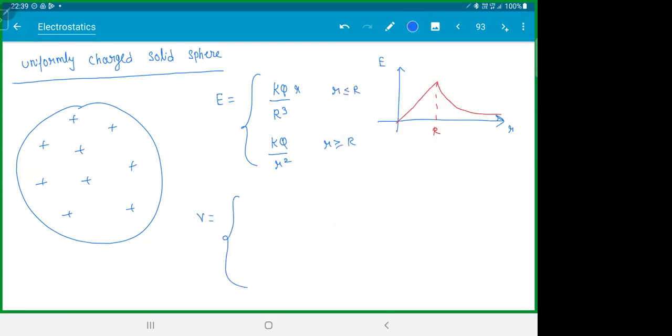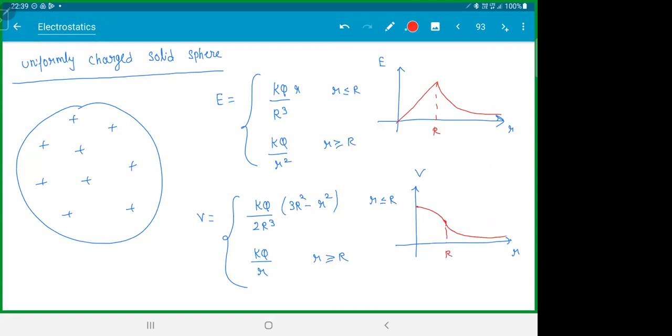Out of all the formulas, this potential formula is the most important one because it's pretty weird. KQ by 2R cube into 3R square minus small r square. Questions have come directly on this formula. And simple reason, most people can't remember this. So make sure to mug up this properly. KQ by r for r greater than or equal to R. So if you try to plot the V versus R graph, this will be a parabola and then it will be a decay function. Check.